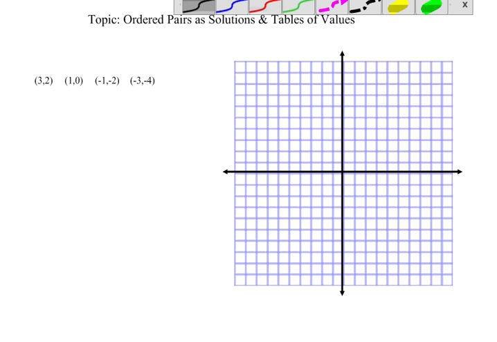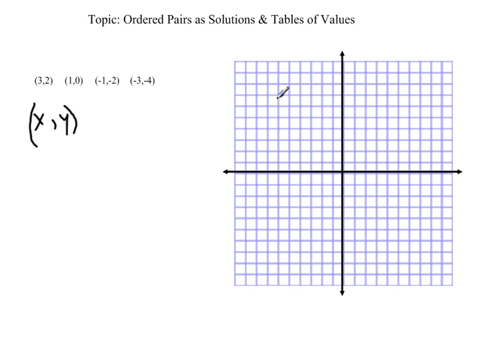Let me start off here with 3, 2. Now remember, when you're dealing with an ordered pair, it's always x and then y. So your x-axis is your horizontal axis, your y is your vertical axis. When you're graphing 3, 2, let's start here, you're going to go over 1, 2, 3, go up 2 and make a point. Right, so you've all had experience doing that.